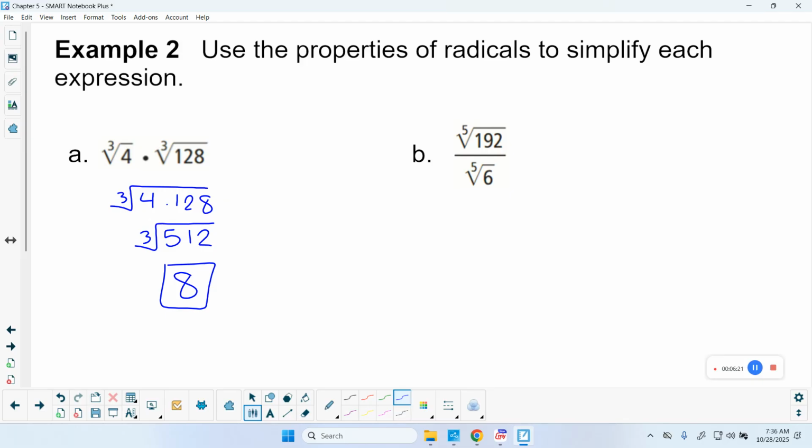For b, we have the fifth root of 192 divided by the fifth root of 6. Because they are both underneath of the fifth root, that means we can just take the fifth root of 192 and divide it by 6. Well, 192 divided by 6 would give us the fifth root of 32. And then again in our calculators, we're just going to plug in fifth root of 32, and that gives us 2 for our final answer.